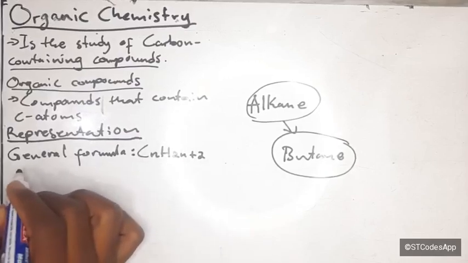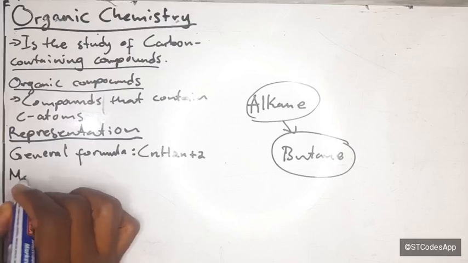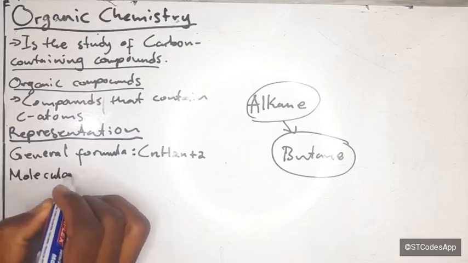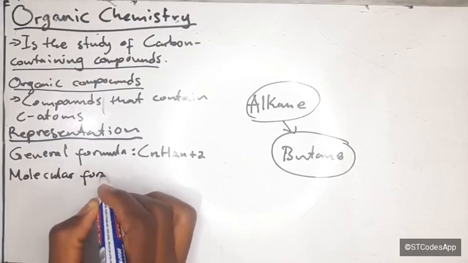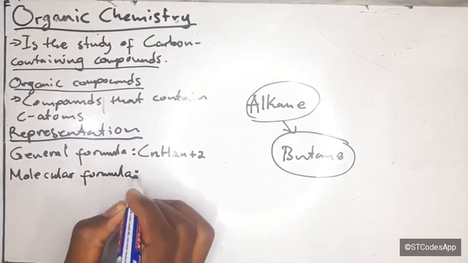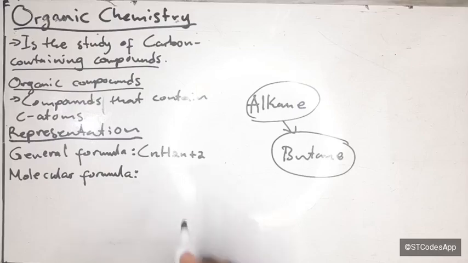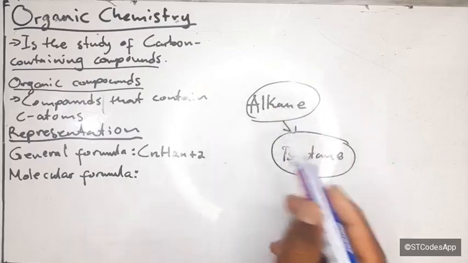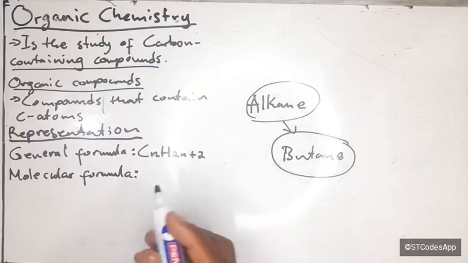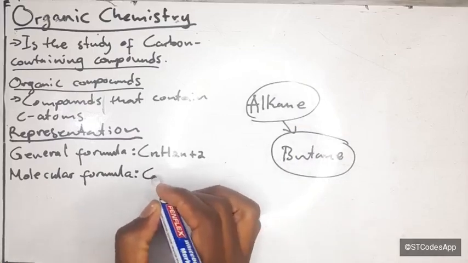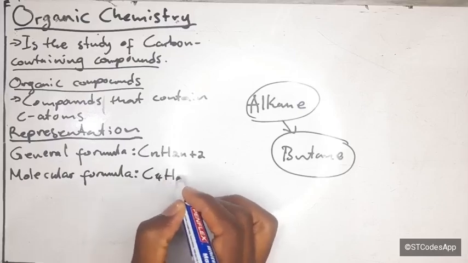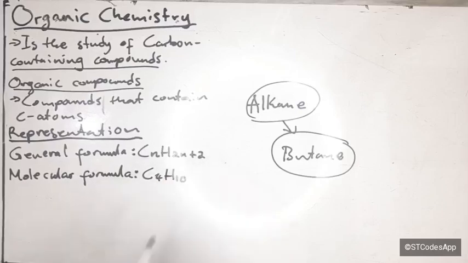Then again we have the molecular formula. The molecular formula won't be for alkane, it will be for the butane part. The molecular formula for butane is C4H10. This is how the molecular formula of an organic compound should look: C4, C, then H, and whatever atom follows.